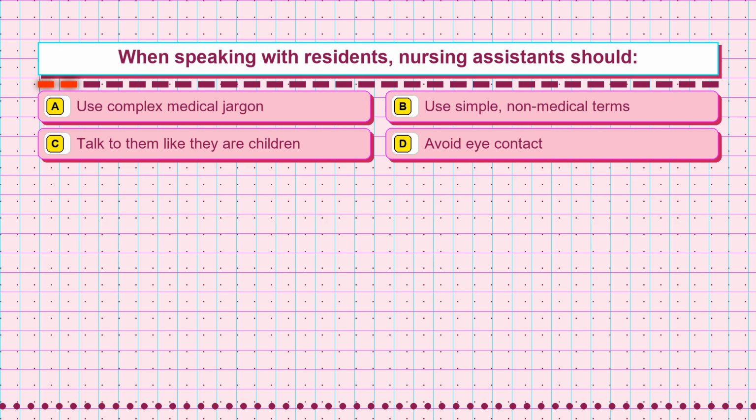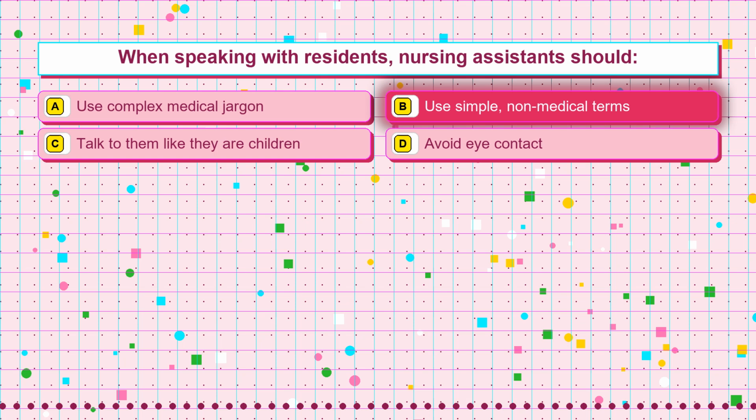Question 83. When speaking with residents, nursing assistants should: Option A. Use complex medical jargon. Option B. Use simple, non-medical terms. Option C. Talk to them like they are children. Option D. Avoid eye contact.